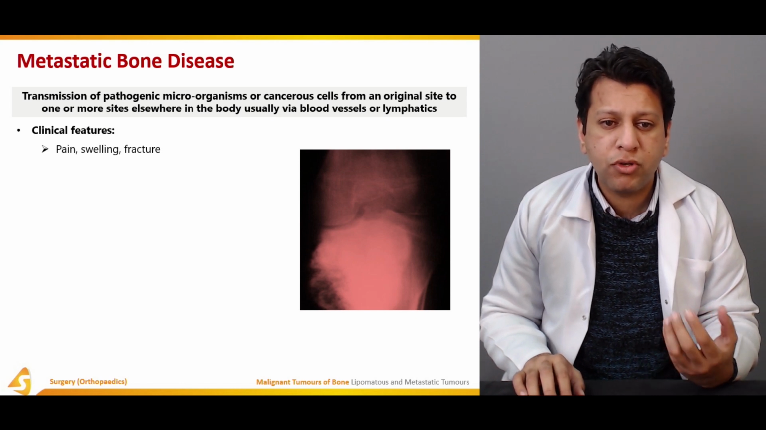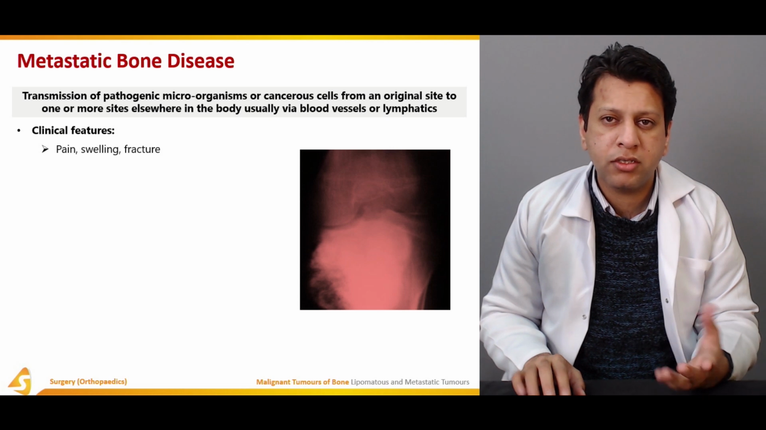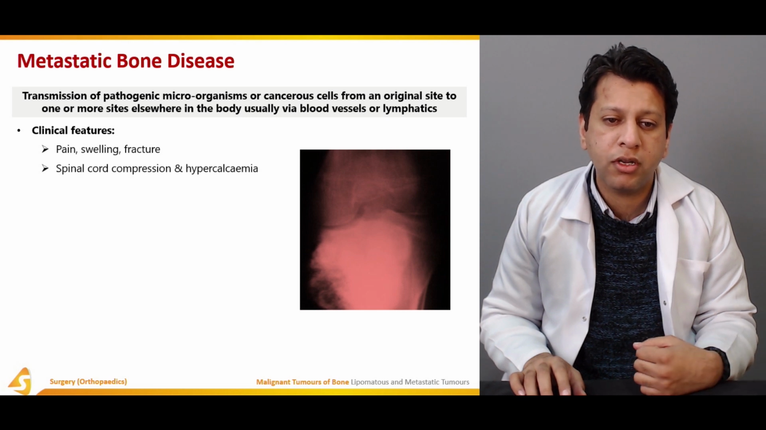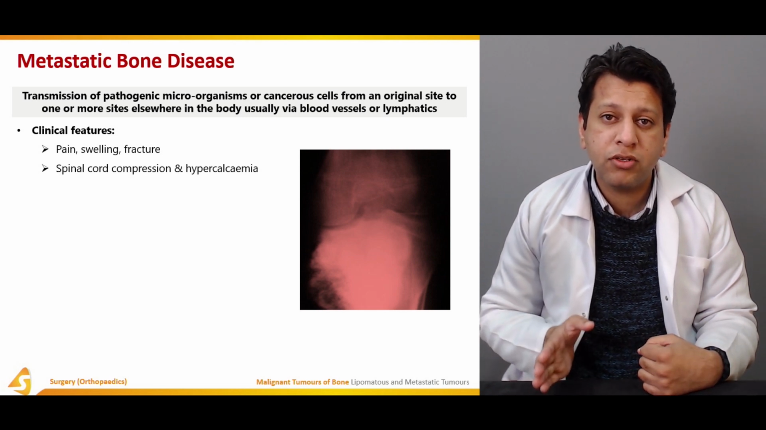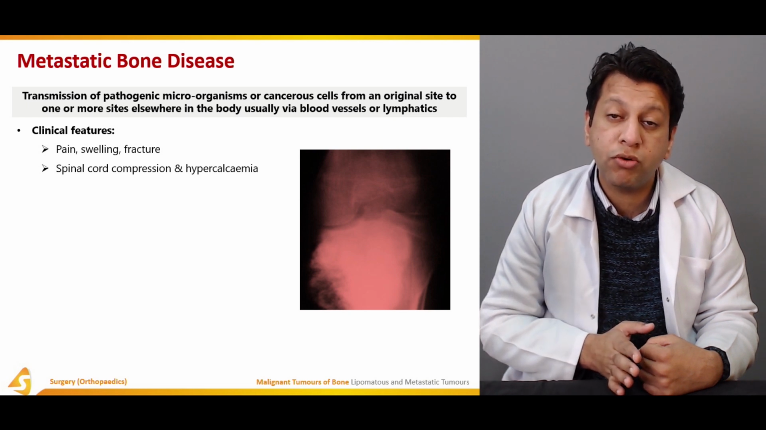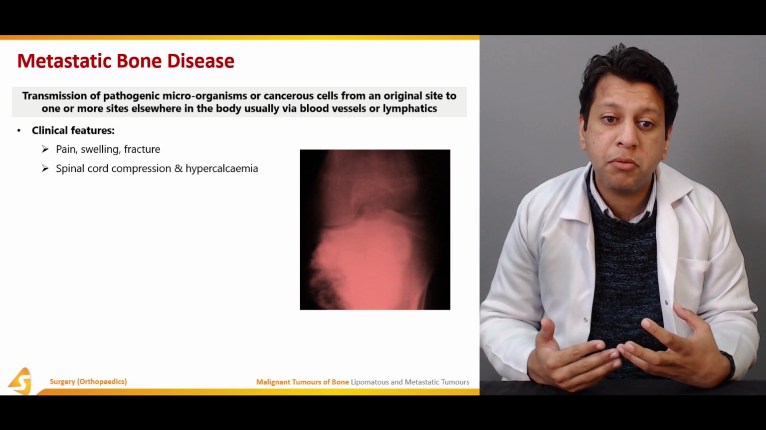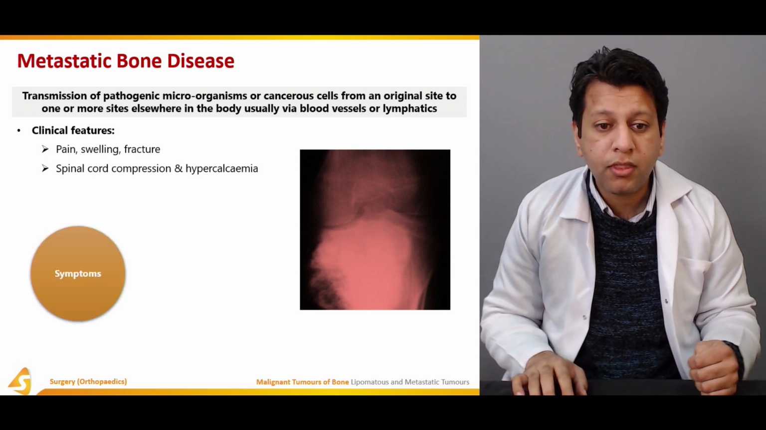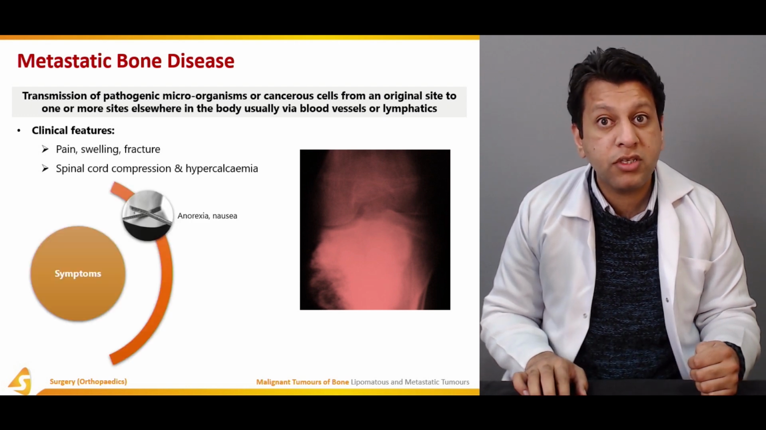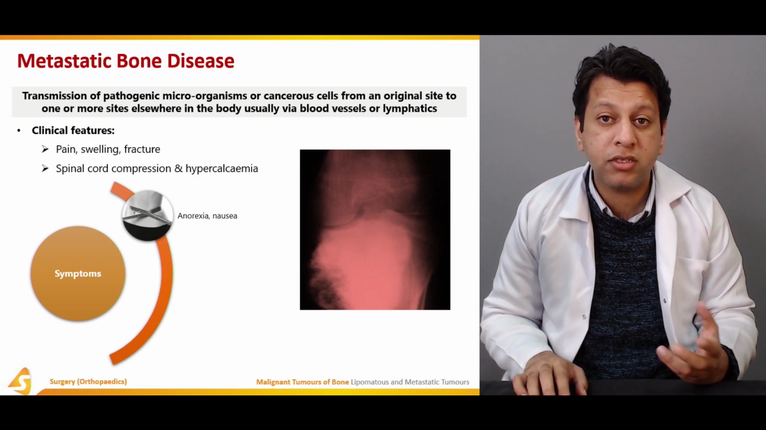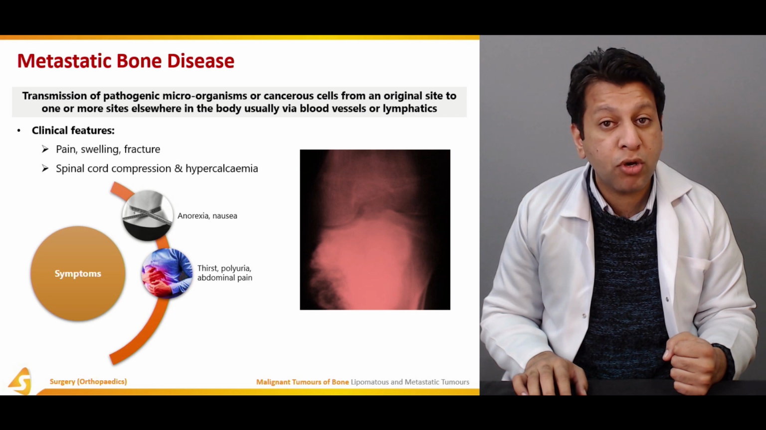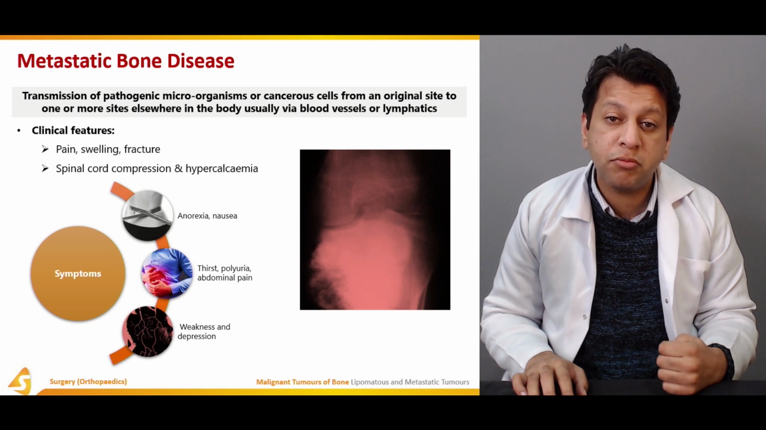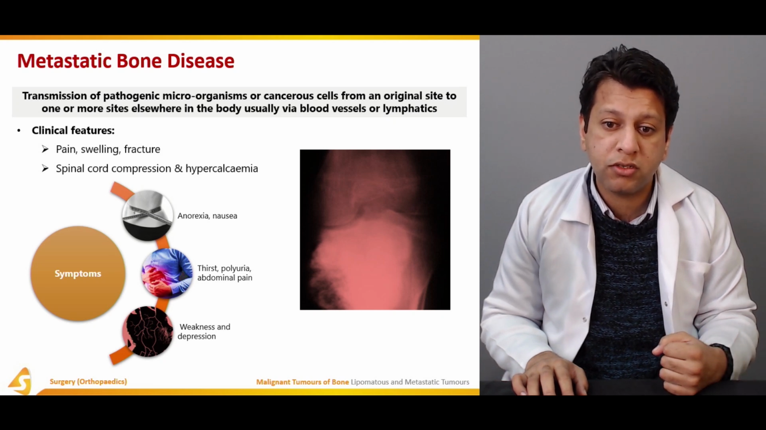Clinical features are usually pain, swelling, or pathologic fracture. These are classical presentations, and classically the pain is nocturnal, that is, night pain. If the tumor has spread to the spine rather than the long bone, it can present with not only pain but spinal cord compression symptoms and hypercalcemia of malignancy as well. How would the symptoms occur? There will be anorexia, nausea, classical symptoms of long-standing malignancy or cachexia, thirst, polyuria, and abdominal pain due to hypercalcemia. There may be weakness and depression, also linked to the hypercalcemia of malignancy.